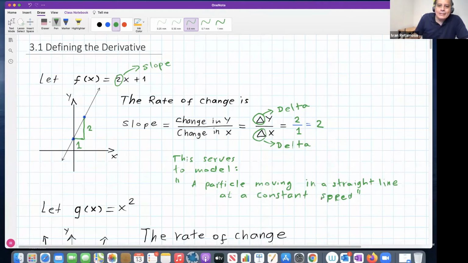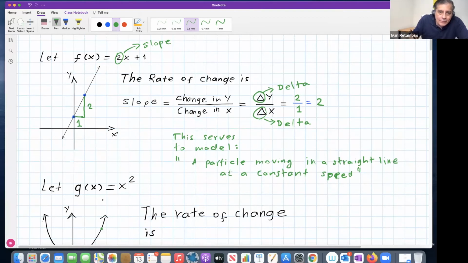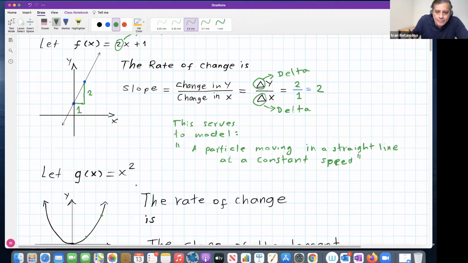But now the thing is that in the real world, in the universe, things or particles often do not move at a constant speed. Instead, they move at a variable speed. So this idea of rate of change through linear functions is very limited. So mathematicians do this, but not just for linear functions, for any type of function, not just for lines, for curves. So let's say now, instead of a linear function, we have a quadratic function in the simple form, g of x equals x squared.